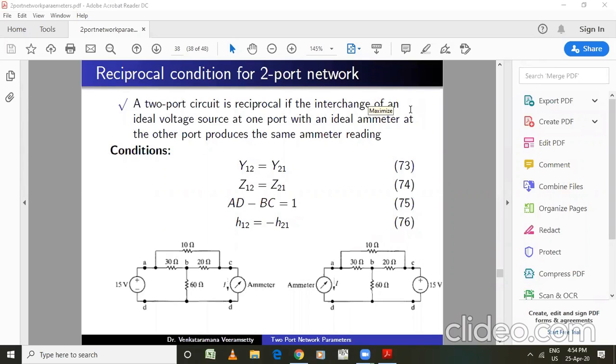There are two types of characteristics for a two-port network, and they are the reciprocal condition and the symmetric condition. Whether the given two-port network is a reciprocal network, whether the given two-port network is a symmetric network or not. Now, what we will discuss is how we decide this by using the two-port network parameters.